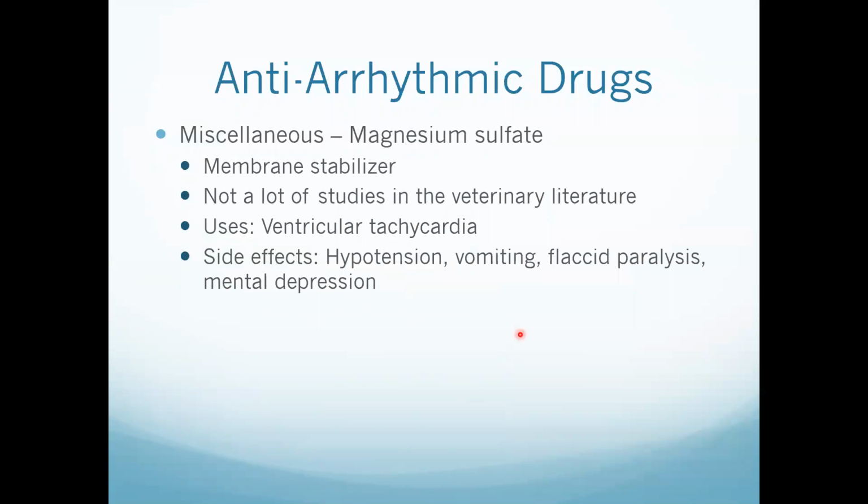Then magnesium. So magnesium doesn't have a lot of published veterinary studies at the moment. It is a membrane stabilizer. It's used quite a bit in humans for treating ventricular arrhythmias, it is used a little bit in veterinary medicine, but like I say, we don't have any good studies to show if it's really good at preventing ventricular arrhythmias or not. So it's not used as a first-line drug, but certainly used as an adjunctive drug in refractory cases. Potential side effects of magnesium are going to be hypertension, vomiting, potentially paralysis, and depression.